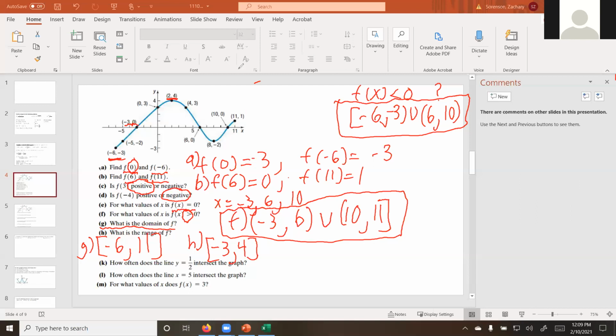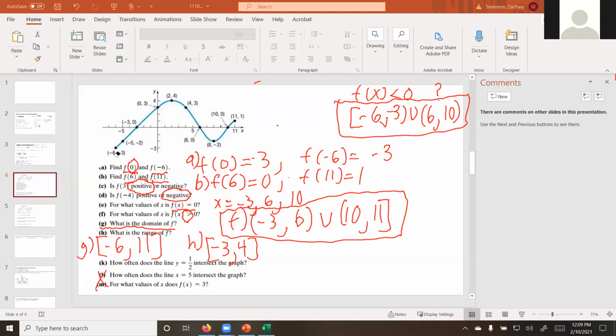Actually, just one more, I don't like the rest of these. How often does the line y equals 1/2 intersect the graph? That's another weird question, right? Because when we ask for what values of x is f of x equal to 0, we could just look at the points: y is 0 here, here, and here. I just write down those three points. Here, there aren't any points that have 1/2. They're all whole numbers on my points.